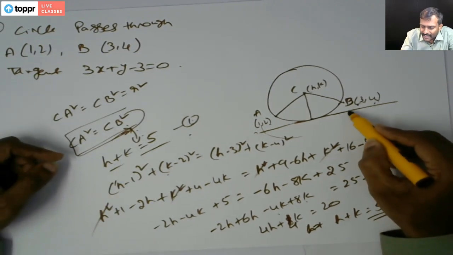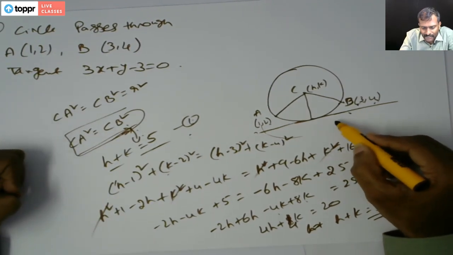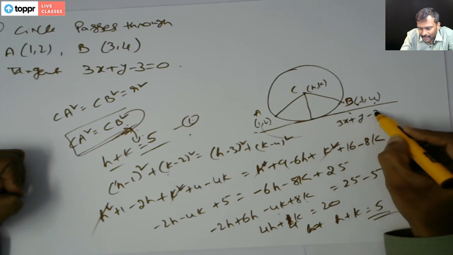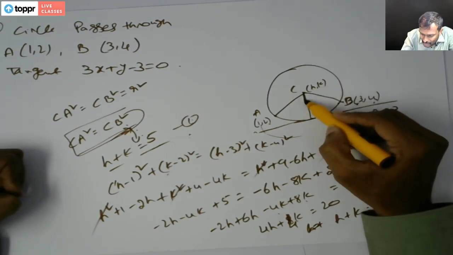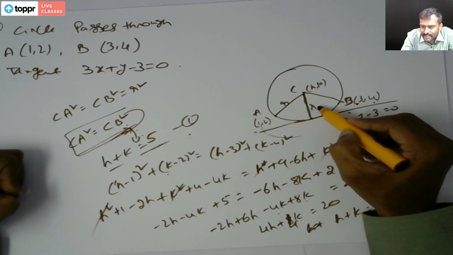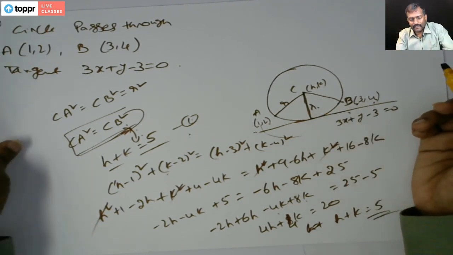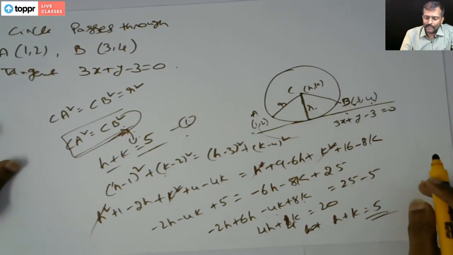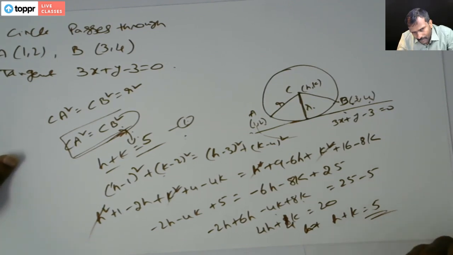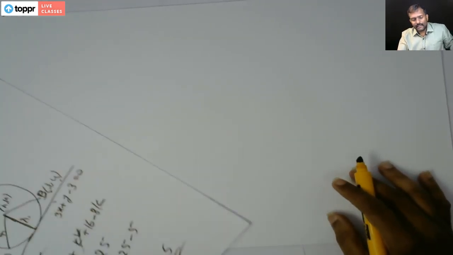Next, this is the equation of the tangent, which is 3x plus y minus 3 equals 0, and this is also the radius. So this distance and this distance will also be equal, right? So what is the perpendicular distance from a point to a line?